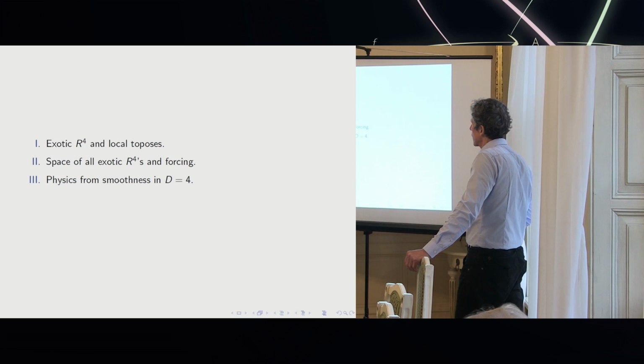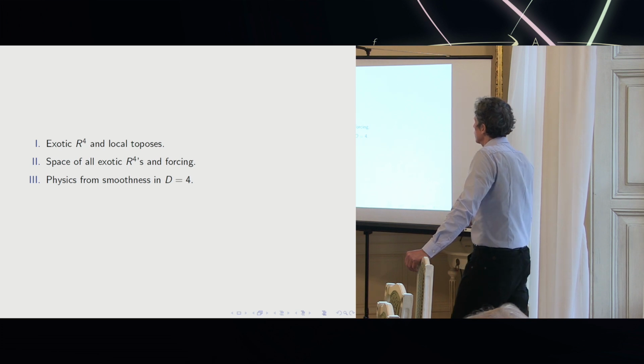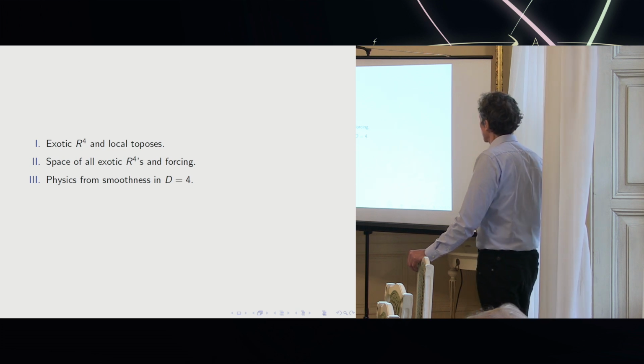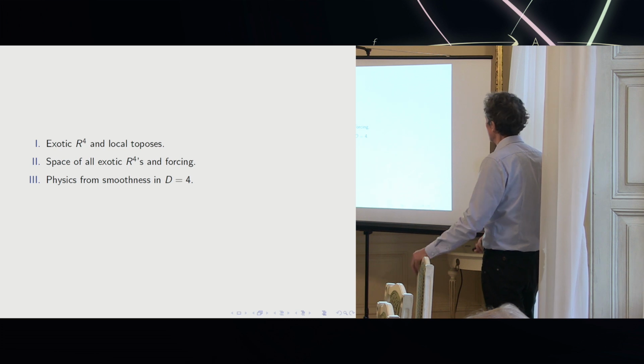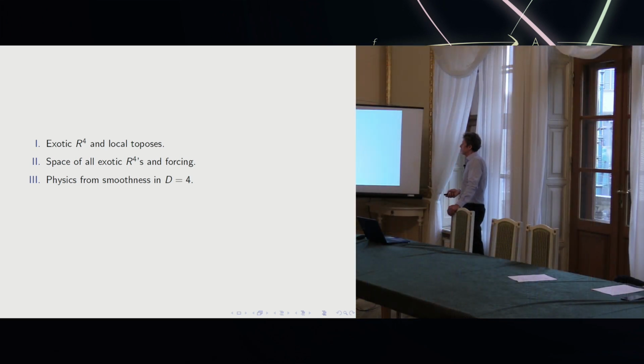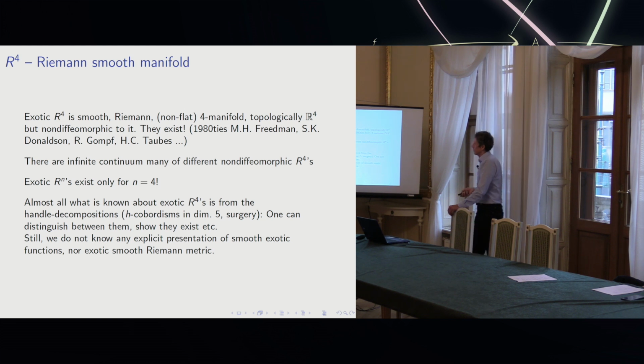First, I propose the construction of exotic smooth structure on R4 based on local application of toposes. And then I switch to discussing the space of all exotic R4 and set theoretic forcing on such a structure emerging. And then I present some results coming from physics, maybe coming from dimension 4 into physics, applicable to physics. So in general, I should say that exotic R4 are smooth Riemannian, necessarily non-flat 4-manifolds, which are topologically equivalent to ordinary R4.